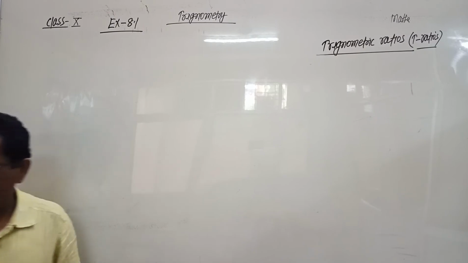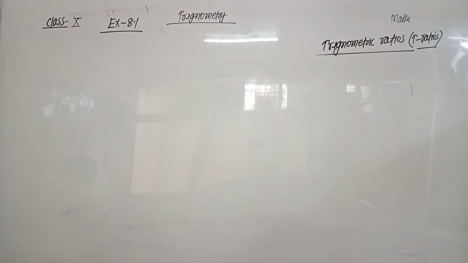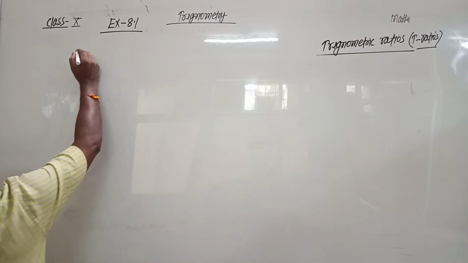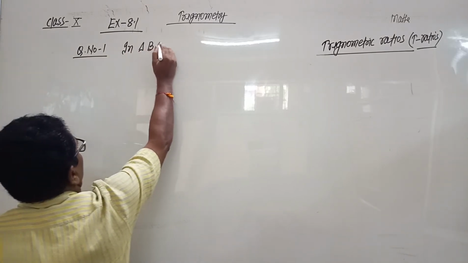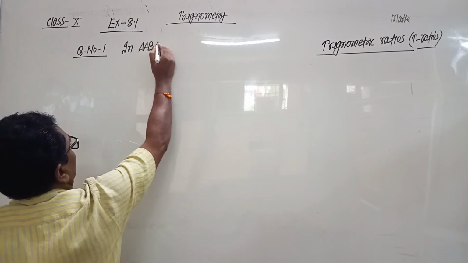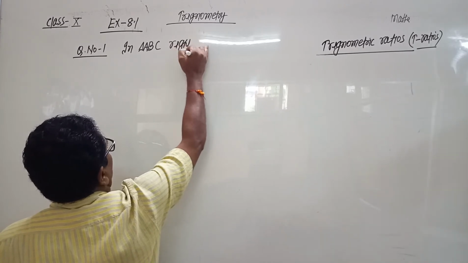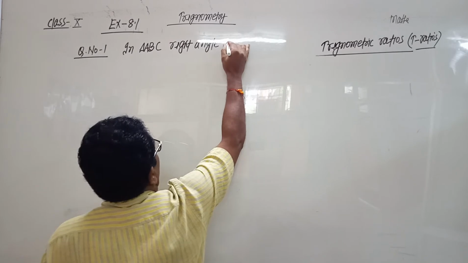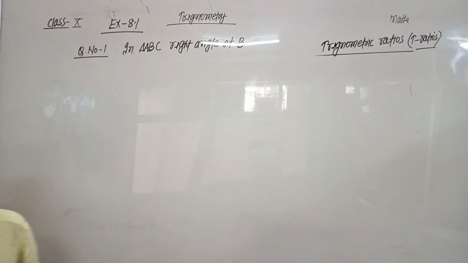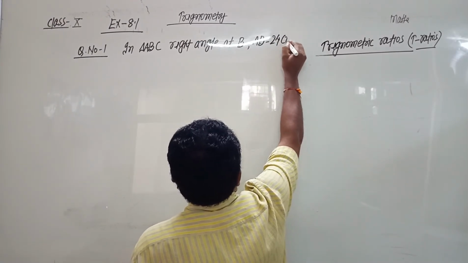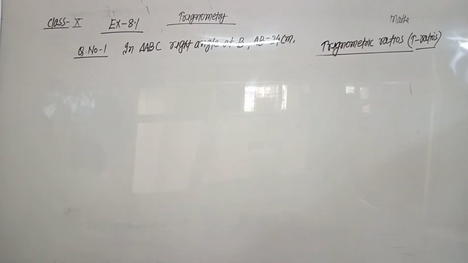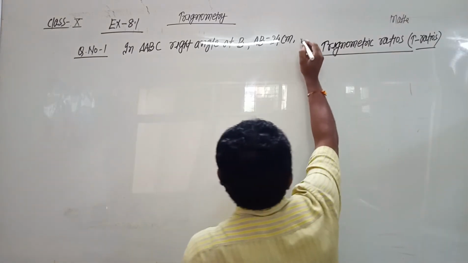Exercise 8.1 NCERT. The first question is, in triangle ABC, right angle at B, AB equals 24 centimeter and BC equals 7 centimeter.